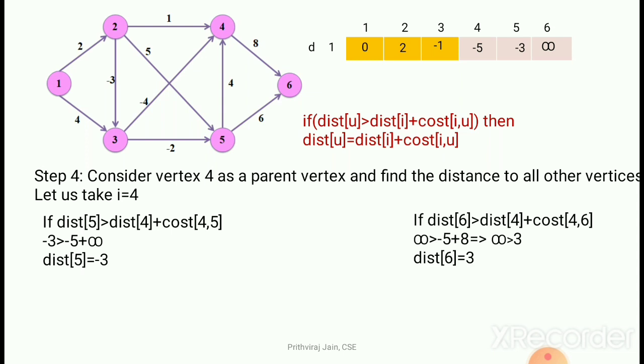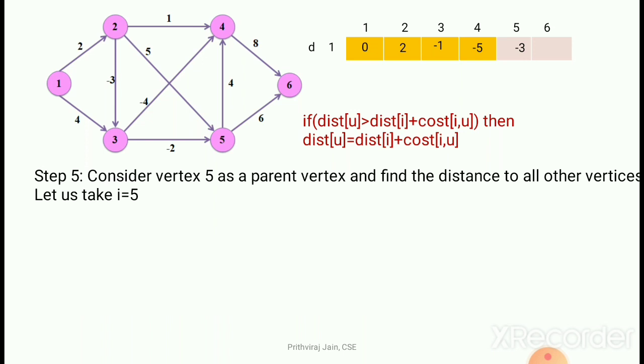Now from 4 to 6, distance of 6 greater than distance of 4 plus cost of 4 comma 6, that is distance of 6 is infinity and distance of 4 is minus 5 plus cost of 4 to 6. Cost of 4 to 6 is 8. So infinity greater than 3, that is true. So distance of 6 will be updated to the new distance as 3. And in this D array, the vertex 5 gives the minimum distance, because we have computed for vertex 1, 2, 3 and 4. Next we have to consider only 5 and 6, and out of these 5 gives the minimum distance.